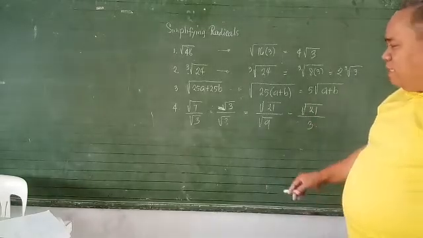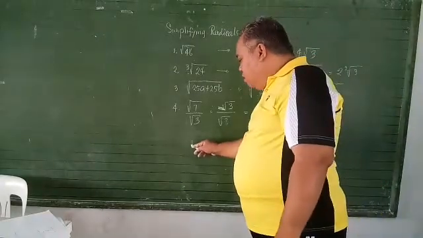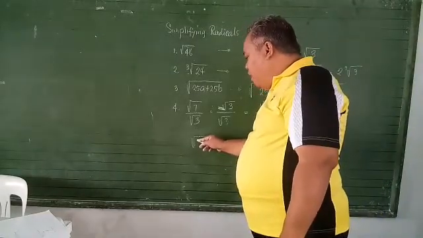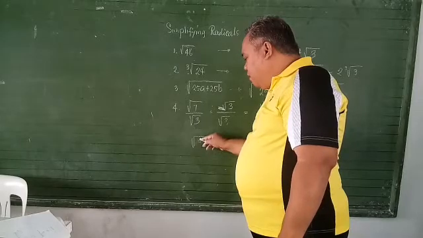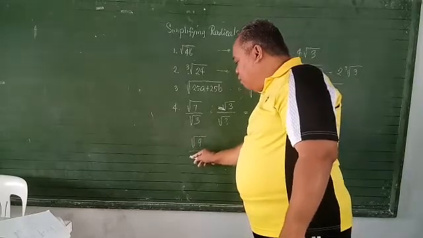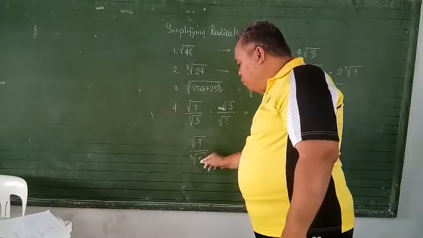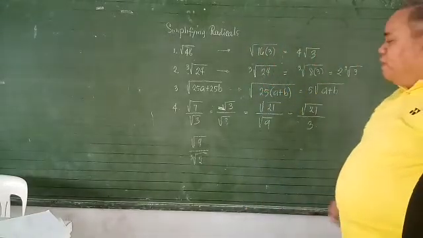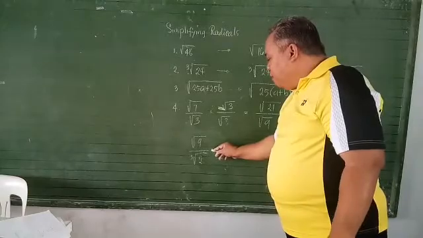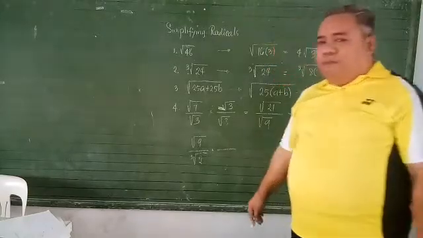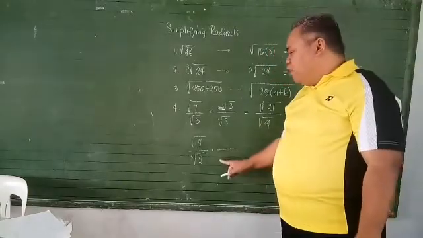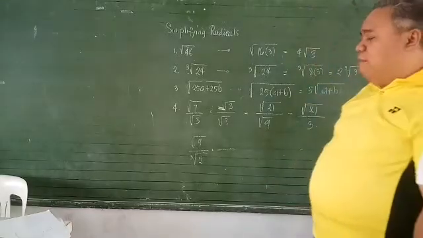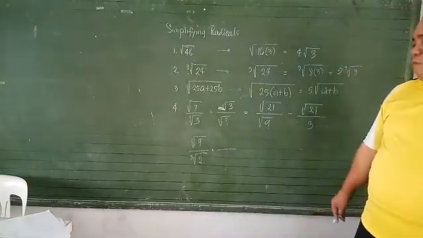Now what if the given is this one? Square root of 9 and then cube root of 2. Ngayon, paano natin i-solve yan? So again, we're going to rationalize the denominator. Can you think what will be the best number to multiply here to make it a perfect cube? Sa denominator. Ano sa tingin mo ang pwede?